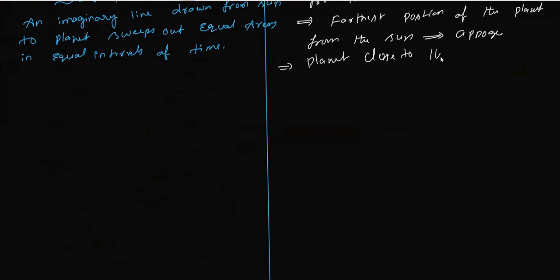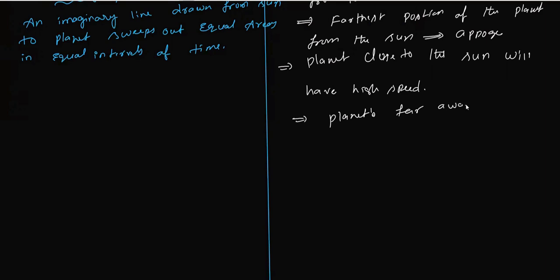So the next point: a planet close to the sun will have high speed. Next point, the planets far away from the sun will have low speed.